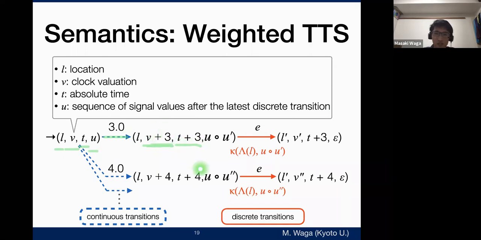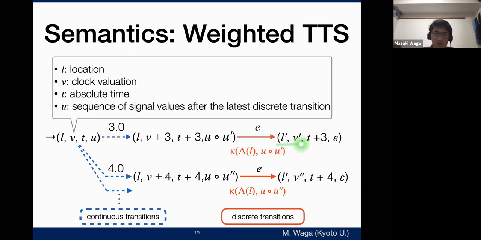And it is the same for this absolute time. And for this fourth element of the tuple, we append this U prime, which is the sequence of the signal values we observed in this 3.0 time units of time elapse. Yeah. And we do the same thing for other time lengths of the time elapse. For example, for lengths 4.0 time units, 5.0 time units, 6.0 time units, 6.1 time units, 6.11 time units, and so on. We have such continuous transitions.